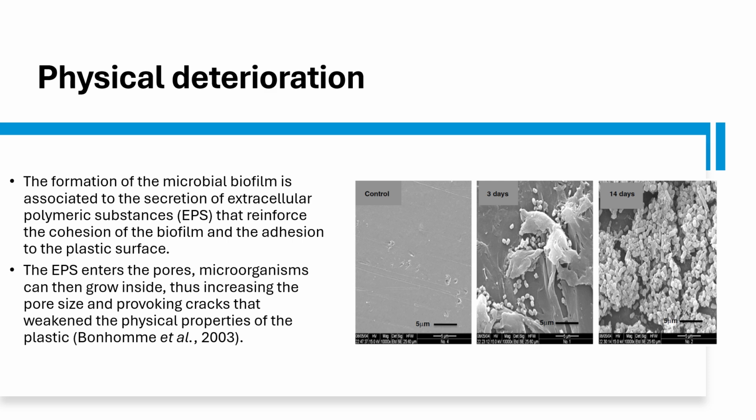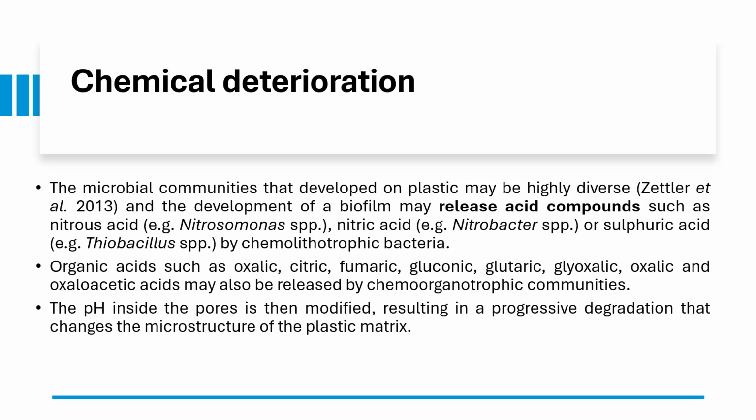properties of the plastic. Chemical deterioration of plastic. The microbial community that develops on plastic may be highly diverse, and the development of a biofilm may release acid compounds such as nitrous acid by Nitrosomonas species, nitric acid by Nitrobacter species, or sulfuric acid by Thiobacillus species. Mainly, this chemical deterioration can take place by chemolithotrophic bacteria.